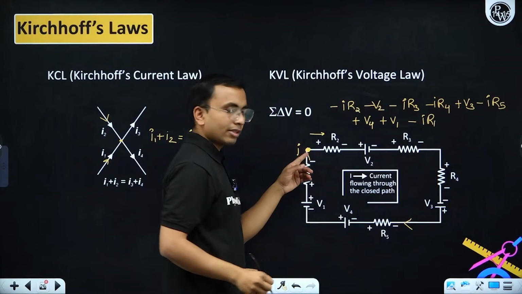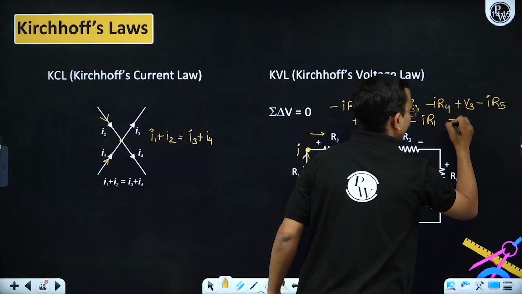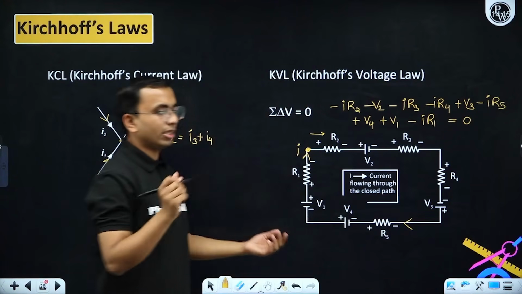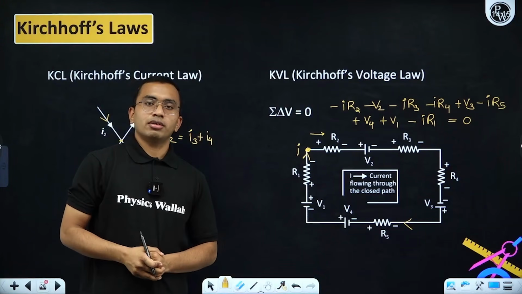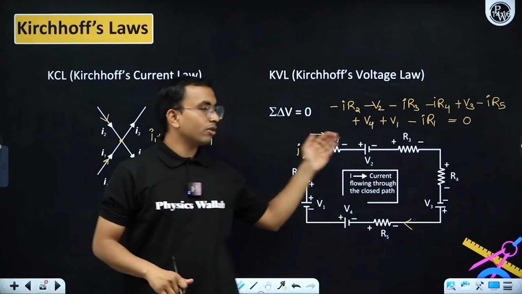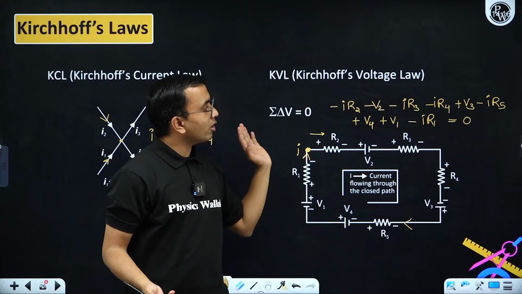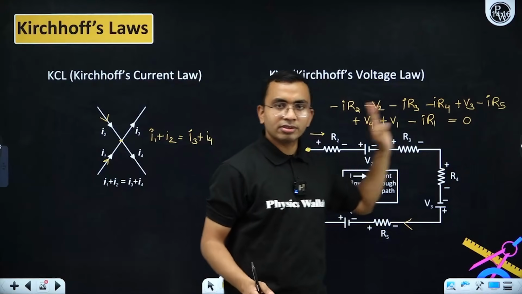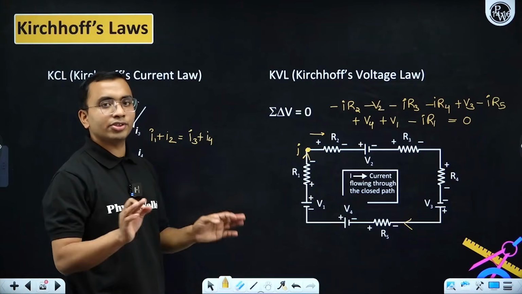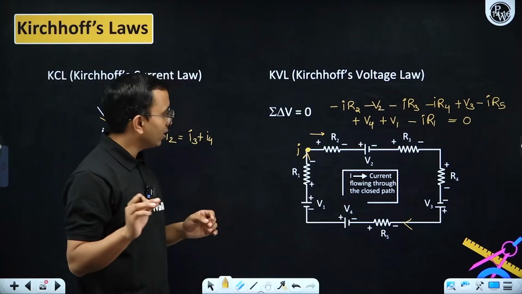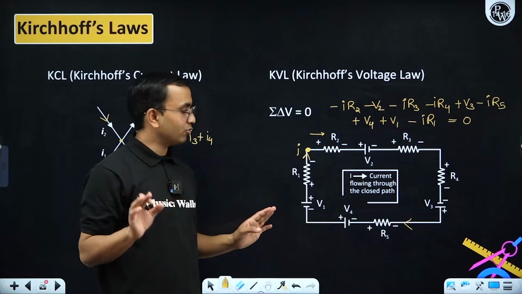I reach back the same point. Total algebraic sum here is 0, equated with 0, like this. And from here you can solve for I. This is how we apply. Now you may ask, sir, is it compulsory that we need to move in clockwise direction only? Can we move in anti-clockwise? Yes, you can move in anti-clockwise. All the signs here will be reversed. Equation will remain the same. So you can define the direction in which you can move. Which one is easier for you or you think is quicker for you, you can choose that.